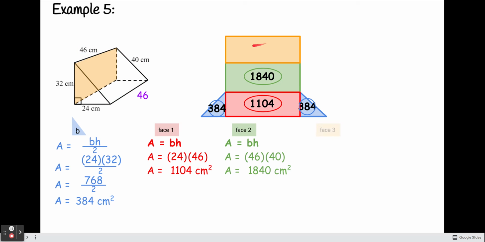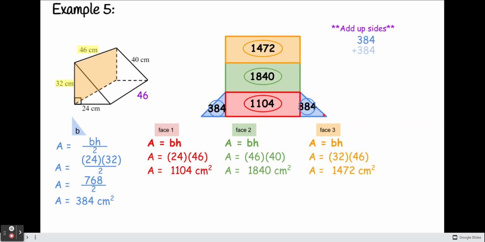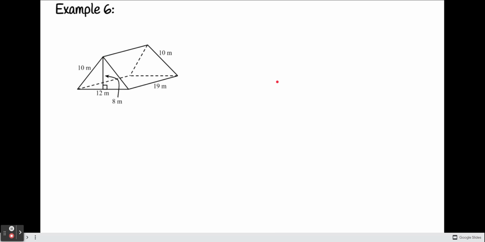And finally, our last side, base times height is our formula. Let's see, our base is 32, our height is 46. Once we multiply that out, we should get 1472. And then, of course, we add up all the numbers, 384 plus 384 plus 1104 plus 1840 plus 1472, and that gets us 5,184 centimeters square. Whew. All right, we've got one more example, I think.